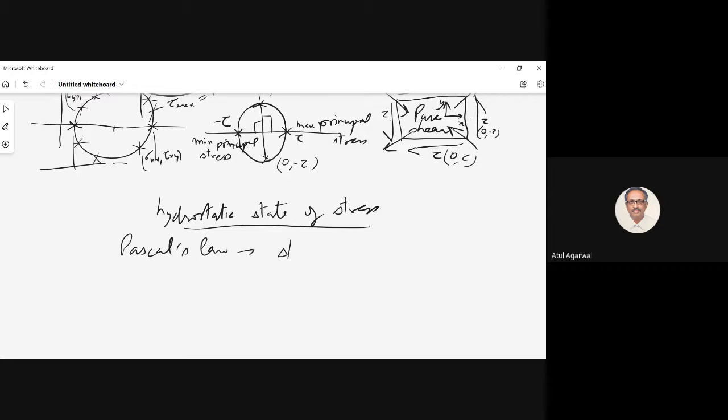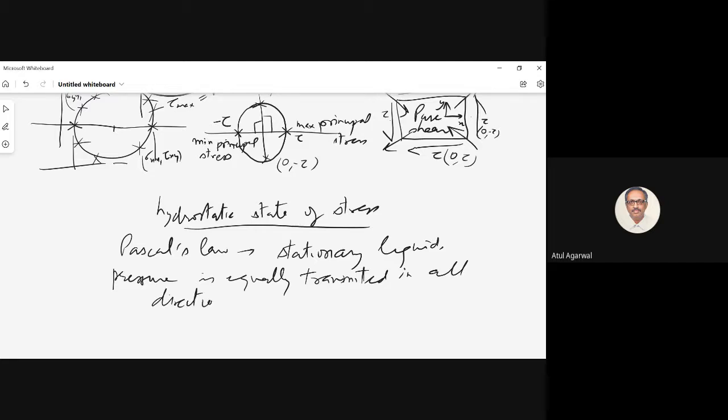In a stationary fluid, pressure is equally transmitted in all directions. You must have heard this statement. What is the meaning of this statement? You take a point, same pressure in all directions. So the meaning is you take a plane, find force upon area on this plane, take another plane, find force upon area, everywhere same pressure.